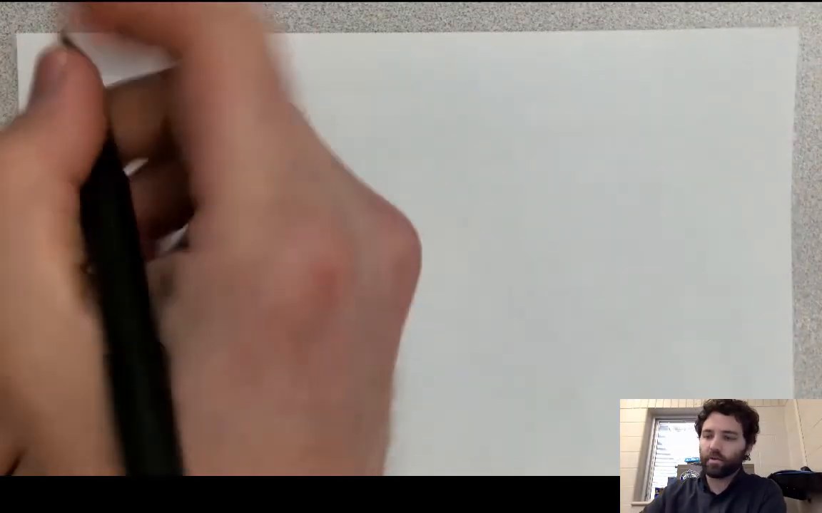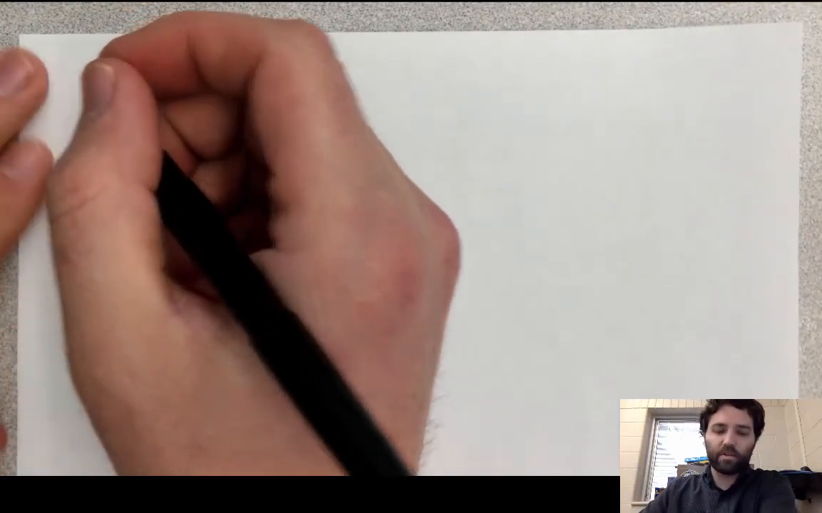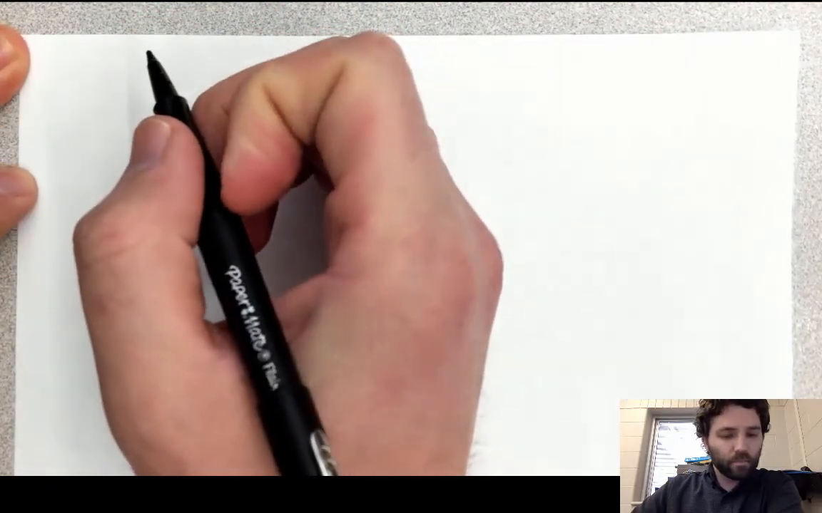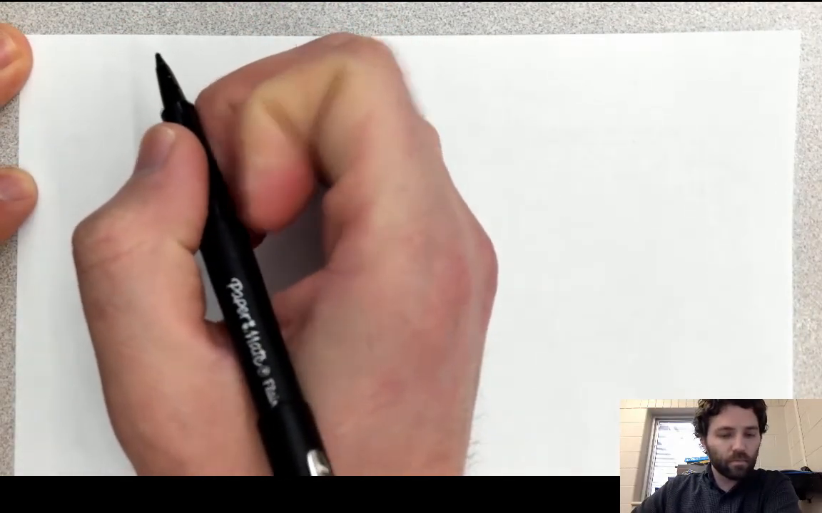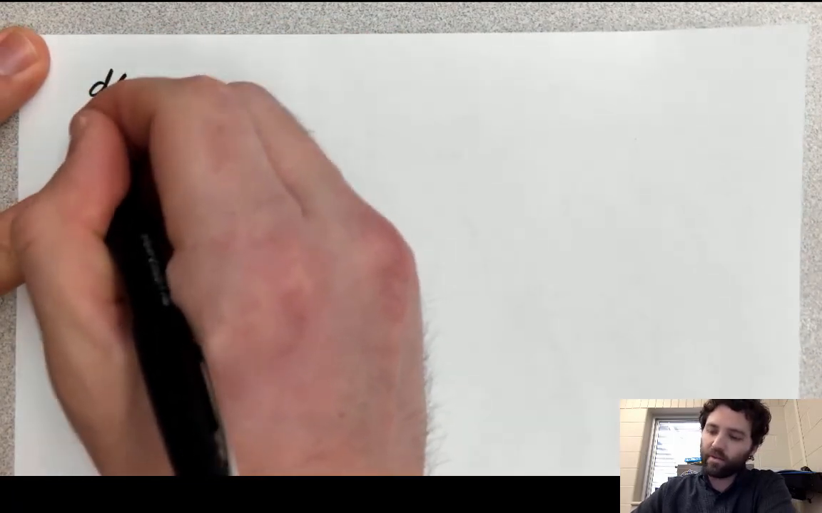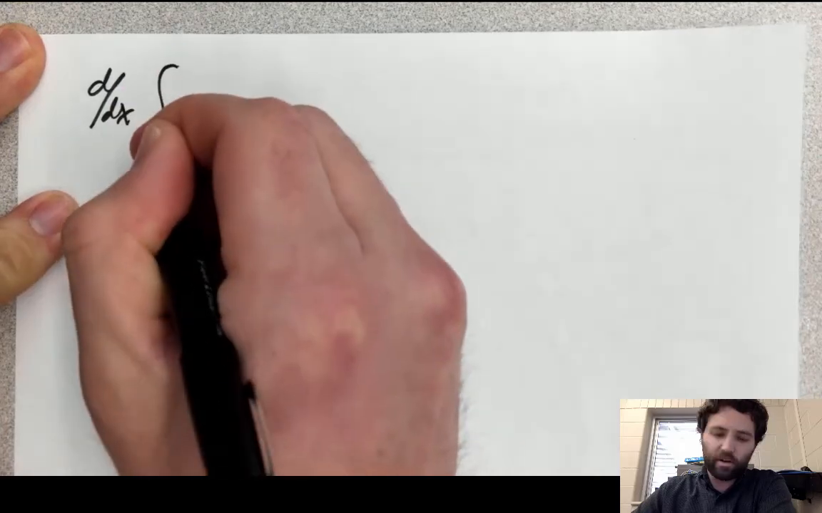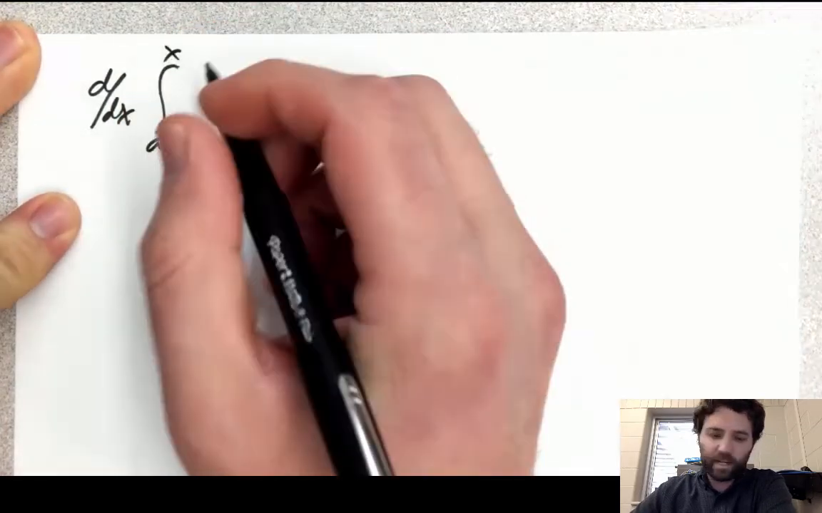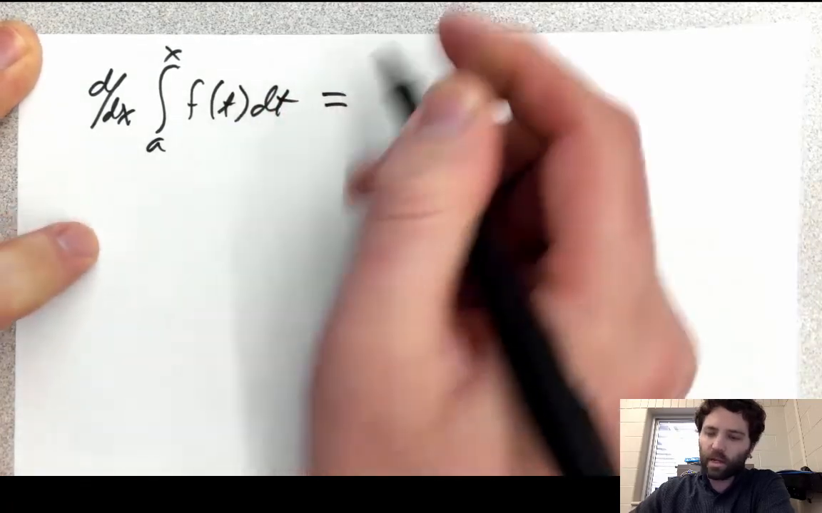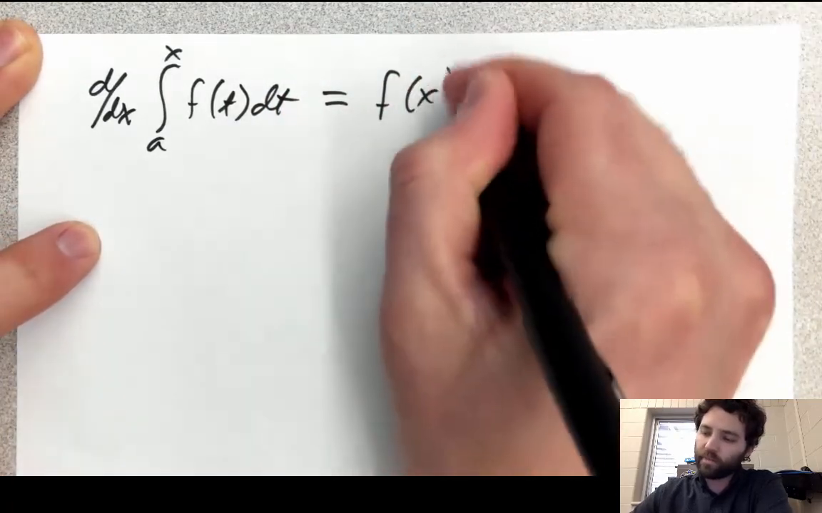Okay, so here are 3 very important things that we can derive from this. So just to summarize, we can summarize this generally. If I take the derivative with respect to x of an area function from a to x of f of t dt, I get back f of x.